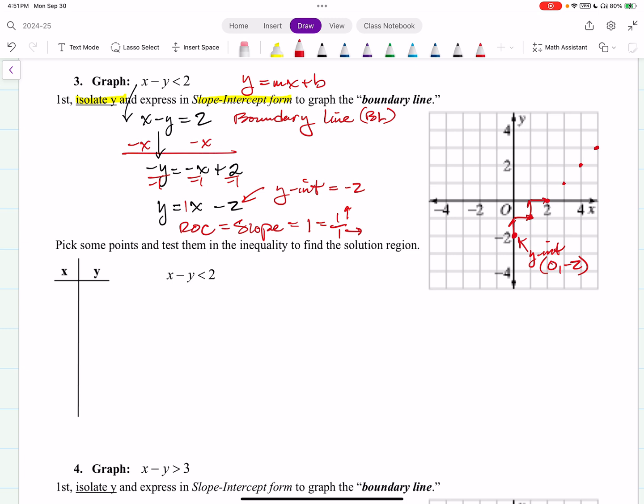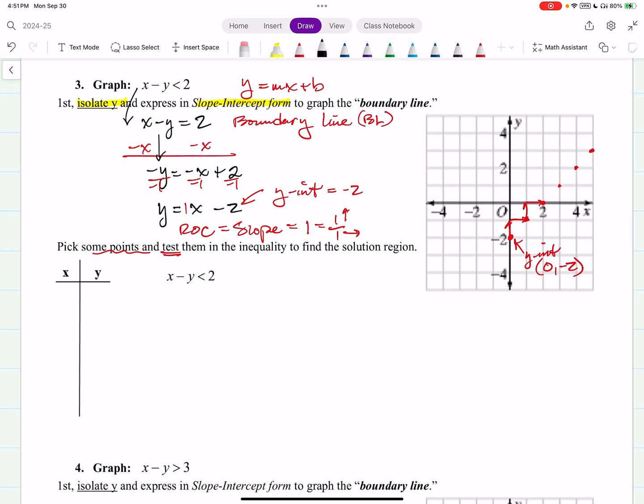So it says pick some points and test them in the inequality to find the solution region. Well, that's what we do. We call them test points. So I'm going to test the y-intercept at (0, -2) and substitute that in: 0 in for x, and then -2 in for y. So 0 minus a negative 2. Is that really less than 2?